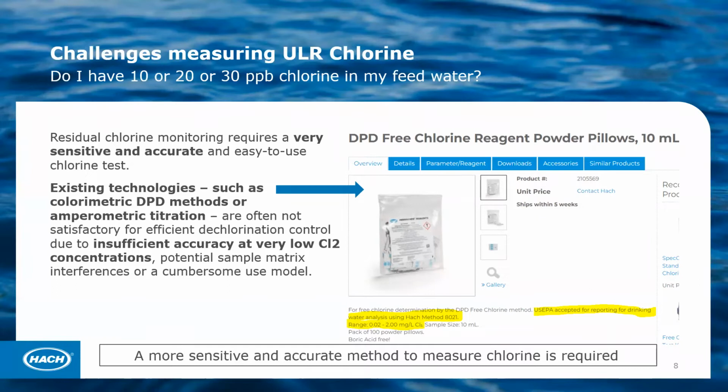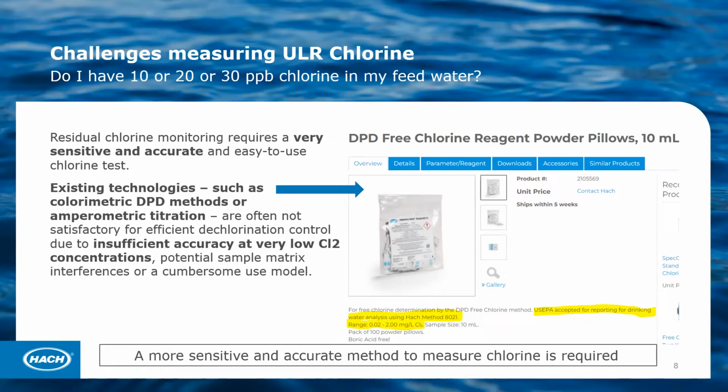So for those of us who've been in the industry for at least a little while and might be concerned with protecting your RO membranes from too much oxidation breakthrough, you may be well aware that monitoring chlorine at ultra low range levels can be difficult. To clarify, when I say ultra low range chlorine, we're typically talking about chlorine below 100 parts per billion or 0.1 milligrams per liter, parts per million.